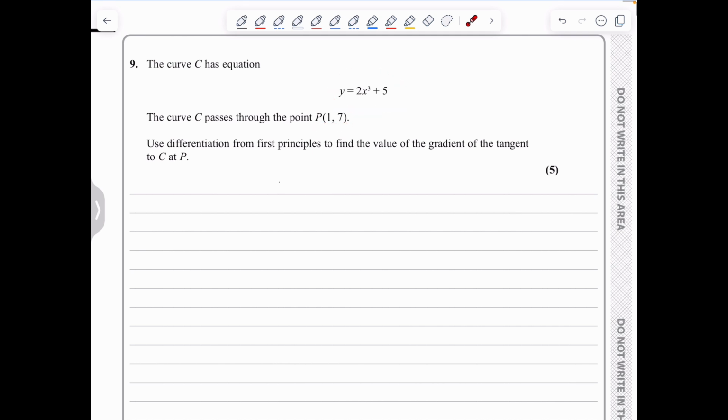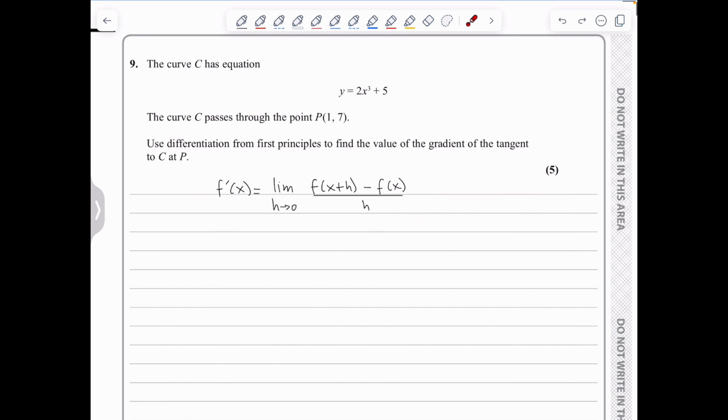In question 9, we've got the curve C, y is 2x cubed plus 5, passing through the point (1, 7), and we need to use differentiation from first principles to determine the gradient of the tangent at this point. Well, let's start by reminding ourselves that the derivative f dash of x is given by the limit as h tends to 0 of f of x plus h minus f of x over h. This is actually given in the formula booklet.